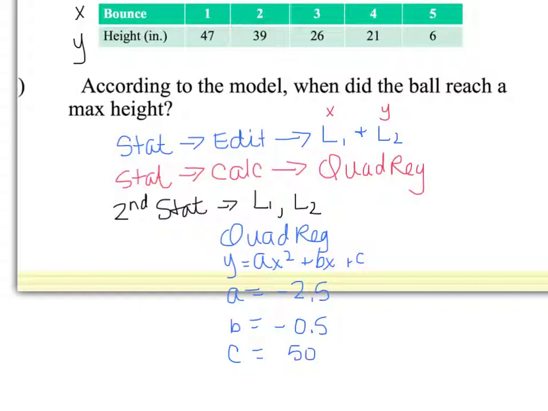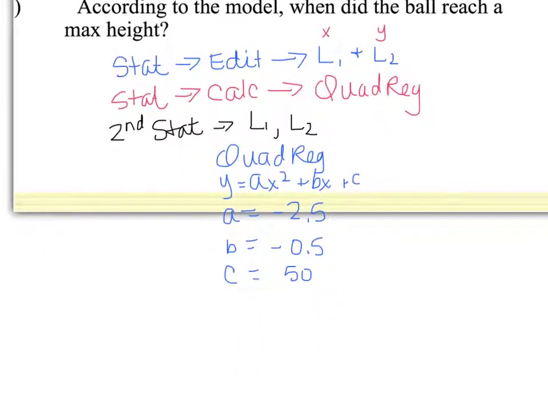So to come up with your final equation, we're going to take this negative 2.5 and plug it in for a, this negative 0.5 for b, and 50 for c. And you should notice this is the exact same equation that we got back in example 3. And last but not least, we had this second part that says, according to the model, when did the ball reach a maximum height? Well, remember, your maximum height comes from your vertex. So in order to calculate our maximum height, we're going to have to calculate the coordinates of our vertex.